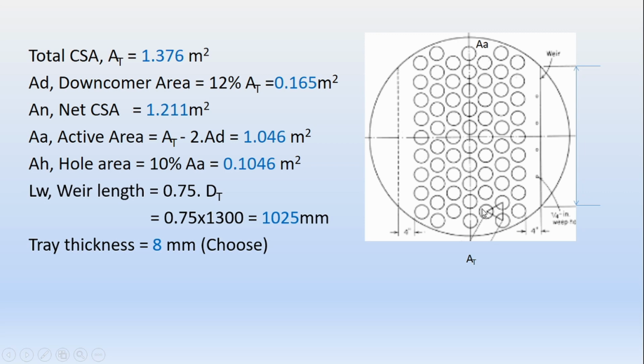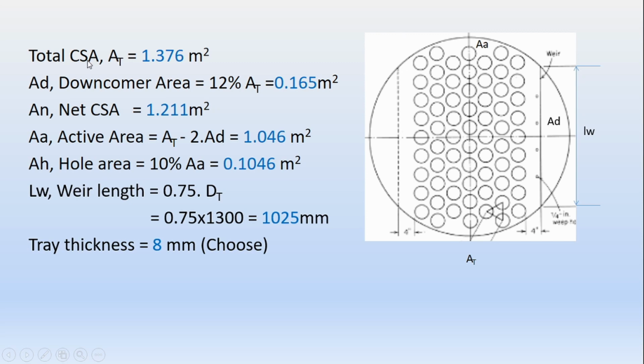So this AT is the net area, or the tower area. This is the total tower area, AT, the cross sectional area. AA is the active area. AD is this downcomer area. All right. LW is the weir length. LW is this weir length.